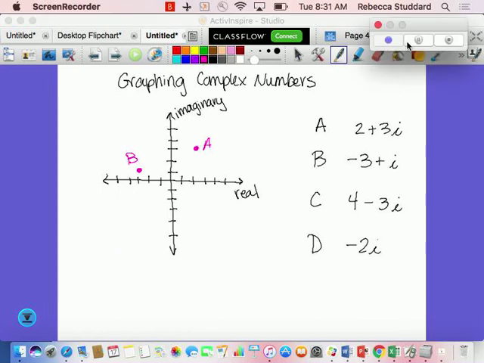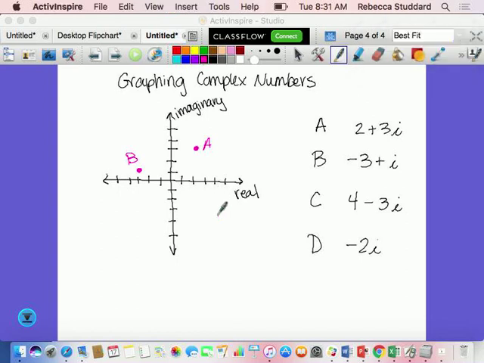All right, I hope that you did 4 on the real axis and negative 3 on the imaginary for C. What about D? How'd you do D? What's the real part? The real part is 0. So we just go down to negative 2 on the imaginary axis. Are there any questions? Y'all like this? Thumbs up, sideways, down?